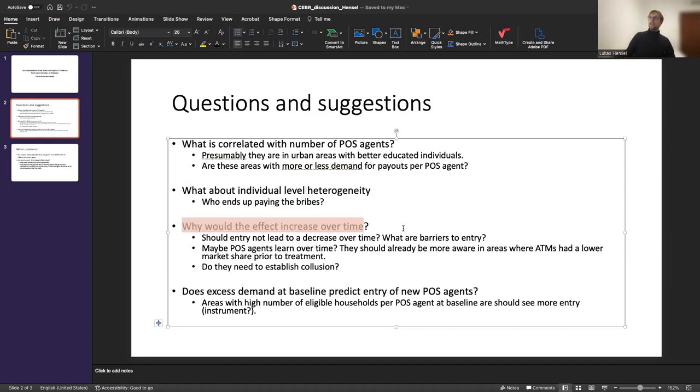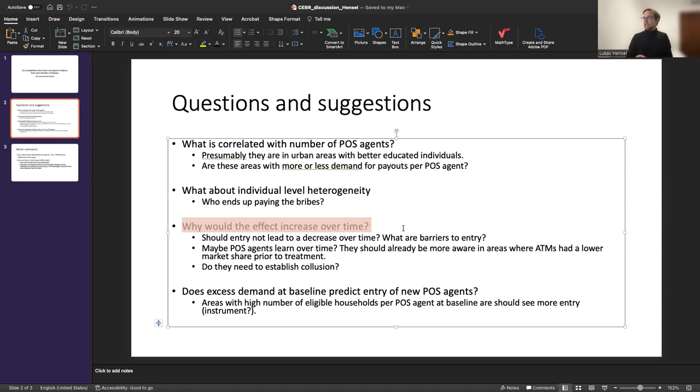And then what I stumbled over, in a slide in the appendix that Moyoni mentioned briefly in the slides, I found it very unintuitive that the treatment effects increase over time. To me, if this competition story is right, I would expect entry over time, and that bribes are competed down at least, if not out, over time, but that's not what you find. So I think this is a very interesting result.